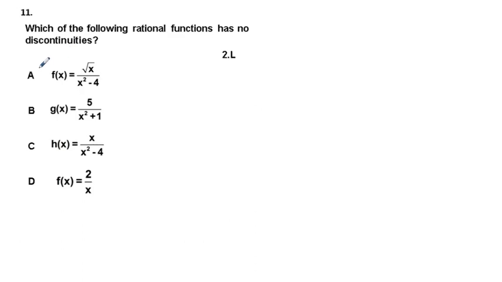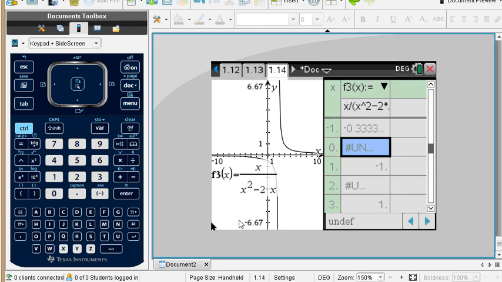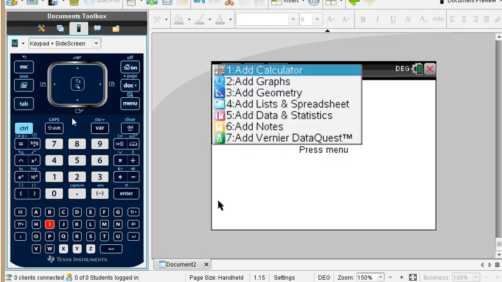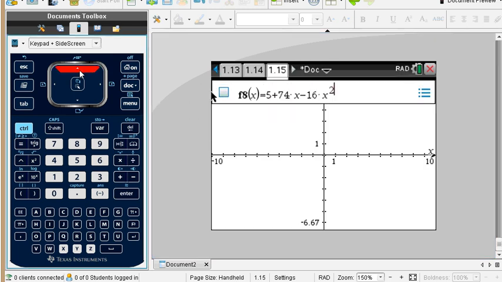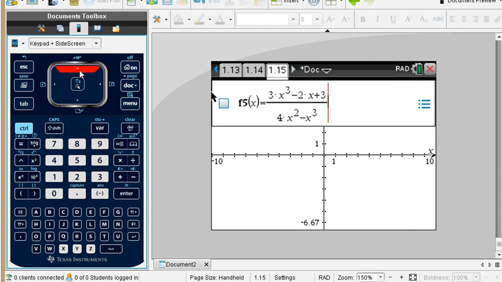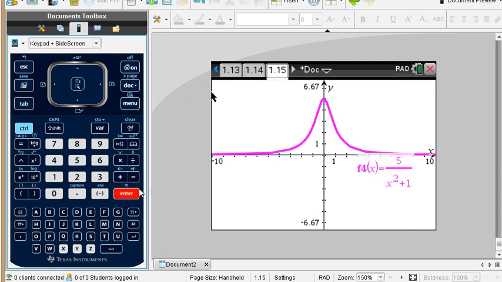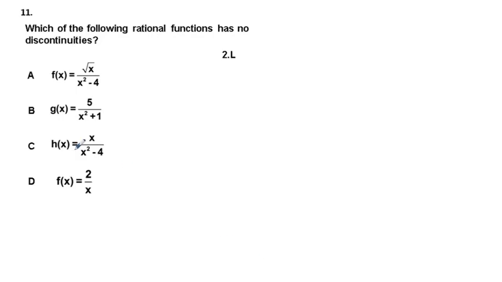11. Which of the following rational functions has no discontinuities? I'm going to go to answer choice B, and this graph has no discontinuities at all. If you go to table view, you're not going to see an undefined at any point, but let's go ahead and explain how that happens.